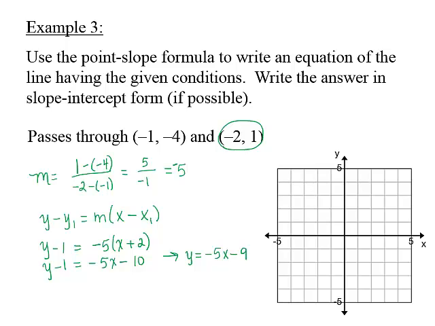To graph, we can plot these points, -1, -4, -2, 1, and draw the line between the points. We can check our slope is -5, down 1, 2, 3, 4, 5 over 1, so that does tell us we have the right graph drawn.